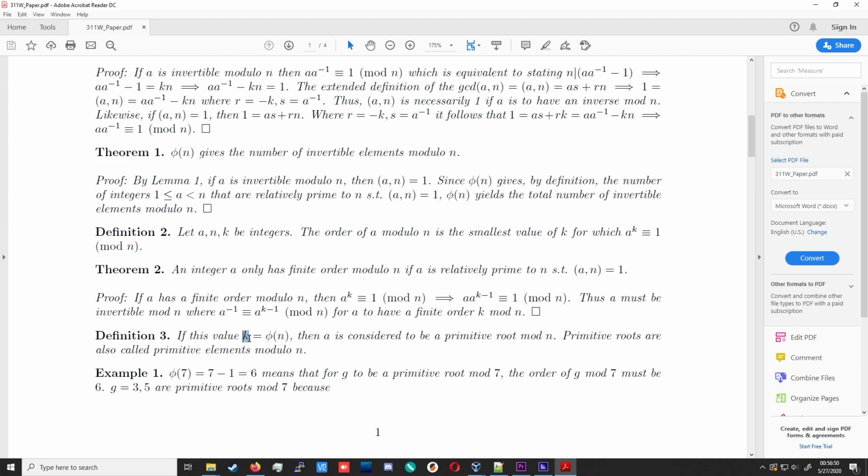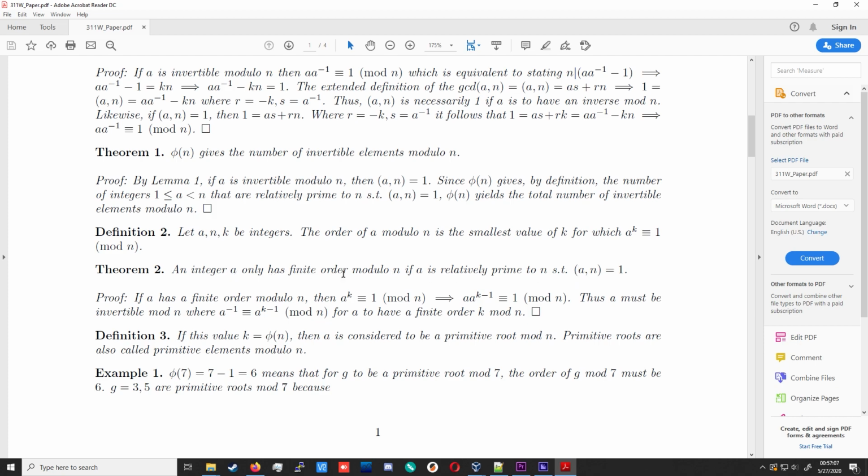In order for this order to even exist, that is for it to be finite, A and N must be relatively prime, and that's here in Theorem 2 and proved below. I'll link this paper in the description if you want to read it in more detail. So we know that these must be relatively prime, and we'll need to check for that in our code.